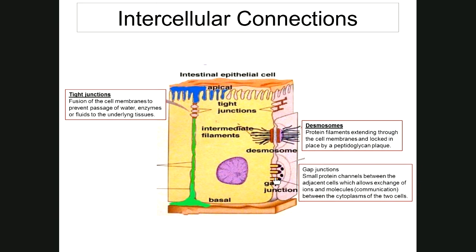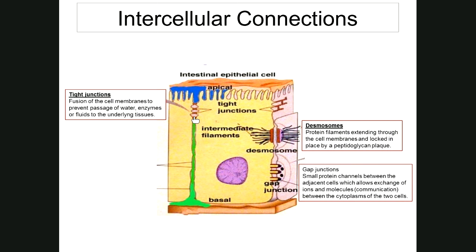The second one, look at the upper left. Number two is tight junctions. A partial fusion of the cell membranes, you see right there, they're fused between adjacent cells, cells next to each other, to prevent passage of water, enzymes, or other fluids to the underlying tissues. Abundant in the cells of the digestive tract.